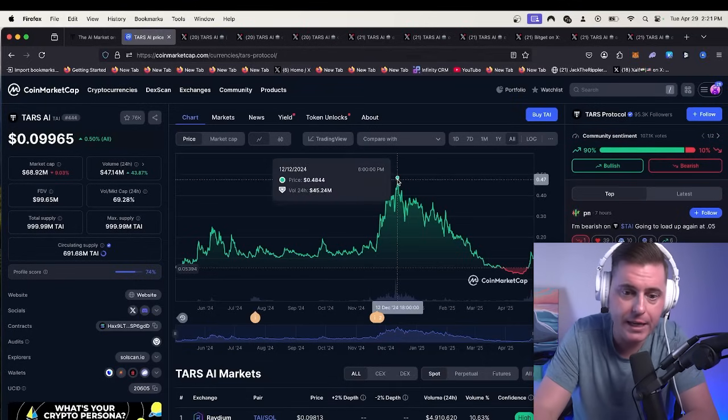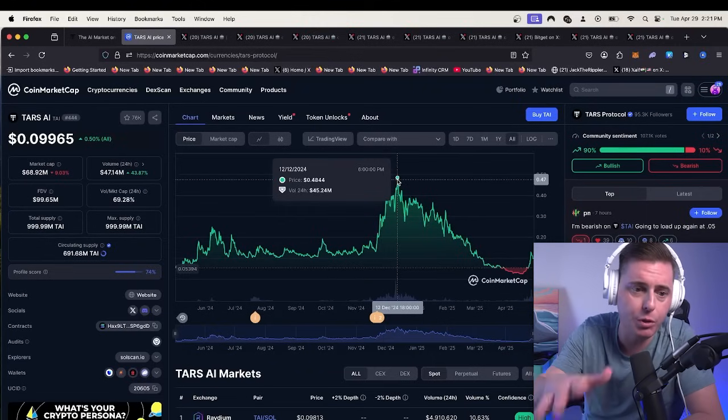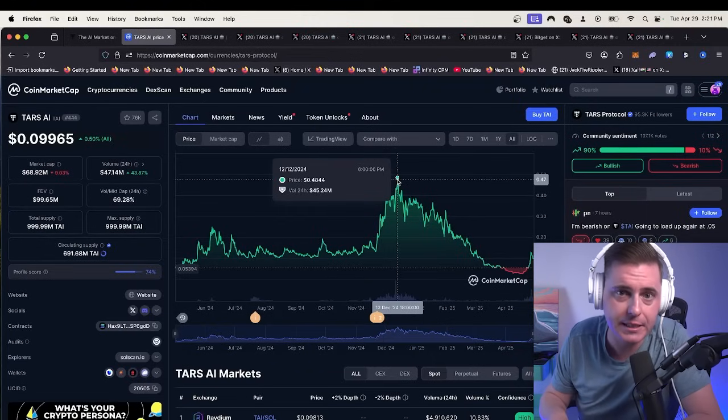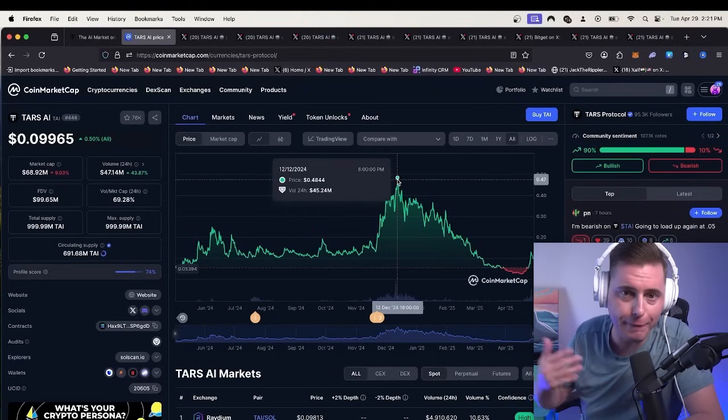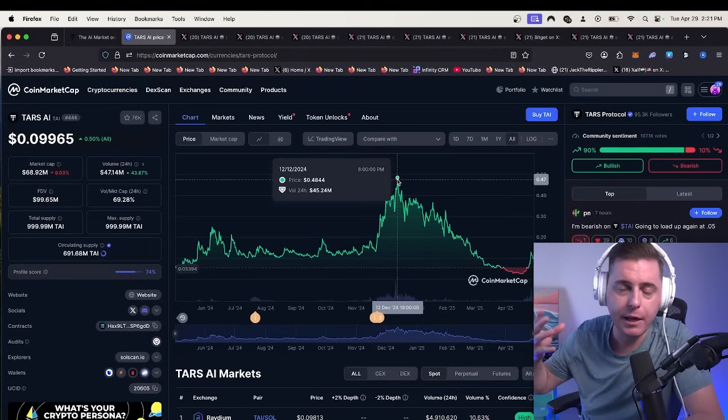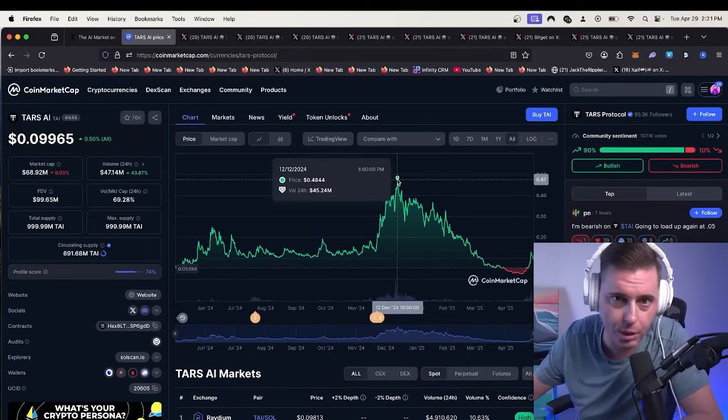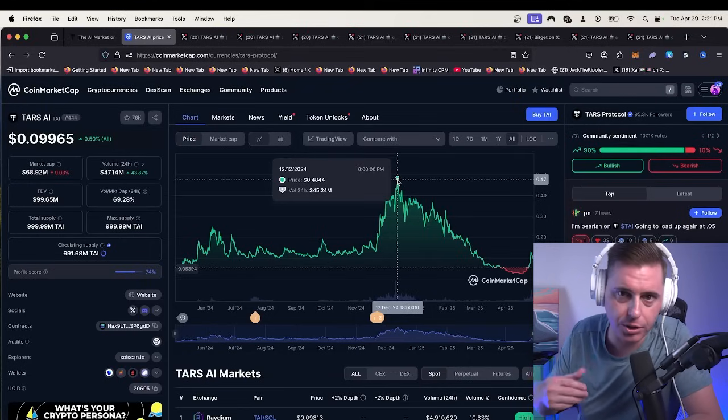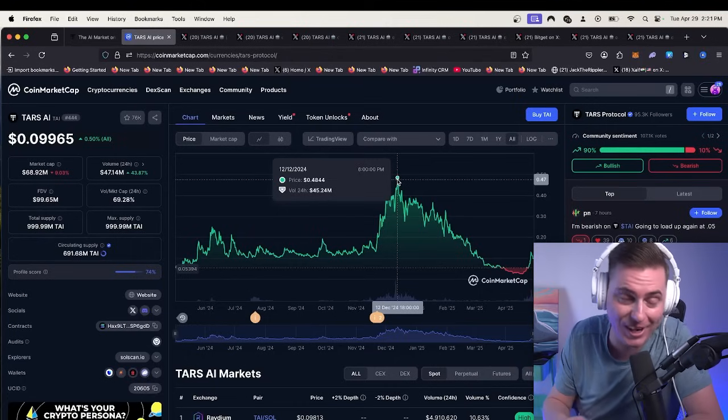TARS all-time high here is at 48 cents. Right now we're trading really close to about 10 cents. That means you're looking at about a 5x to all-time highs. If we're looking at the full extent of the bull market, I do think you can see a dollar TARS in this market, in this cycle. Obviously, as new good news keeps coming out, TARS will be there to take its place in the Solana AI ecosystem.